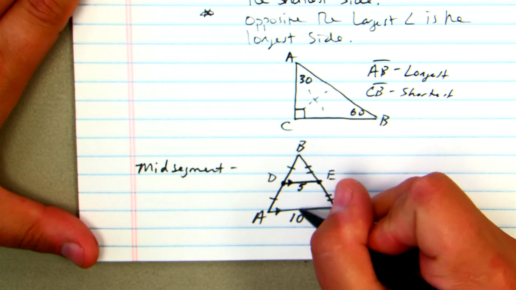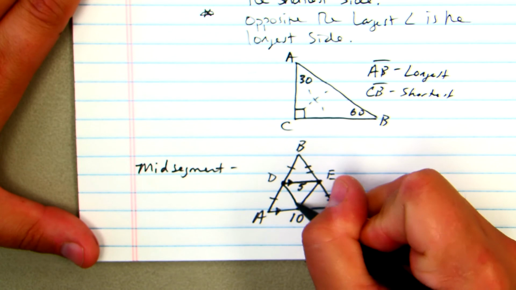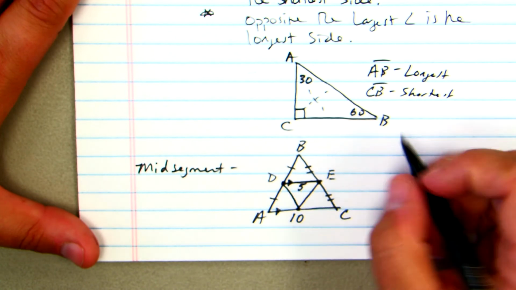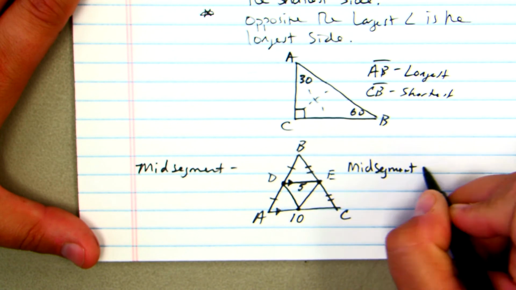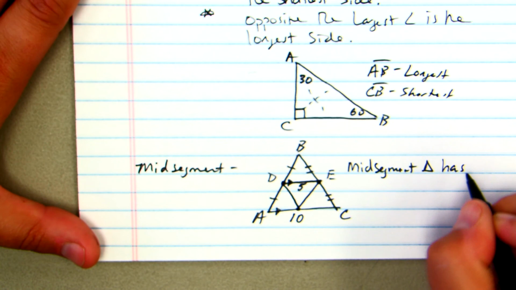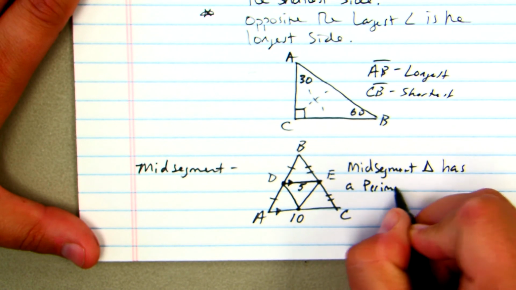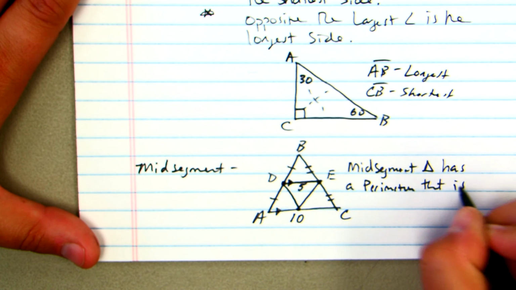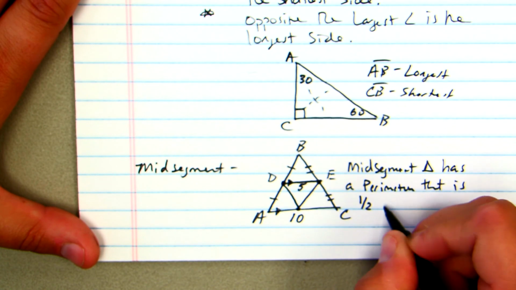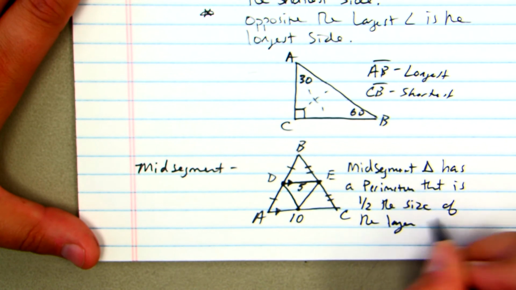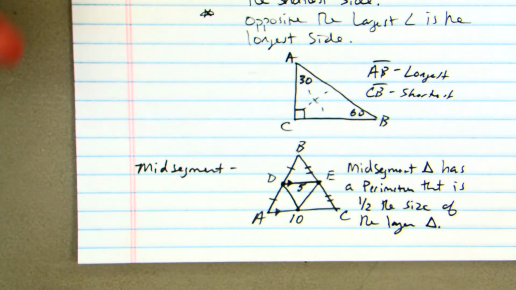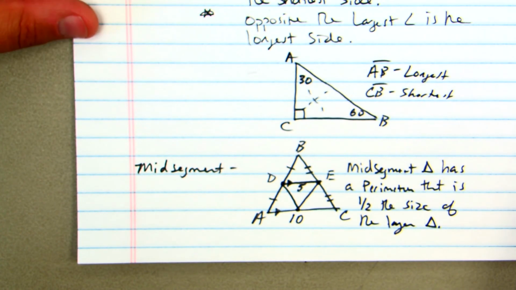Also on a mid-segment, you can have what's called the mid-segment triangle, which is inside of it. The mid-segment triangle has a perimeter that is exactly 1/2 the size of the larger triangle. So if you need to know the perimeter of a triangle that's made from the mid-segments, it is exactly 1/2 the size of the larger triangle.